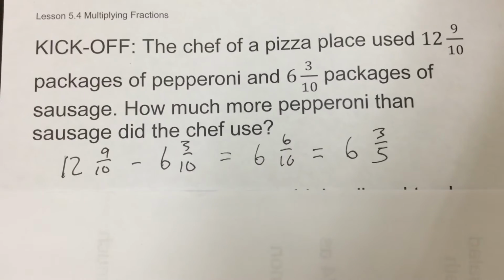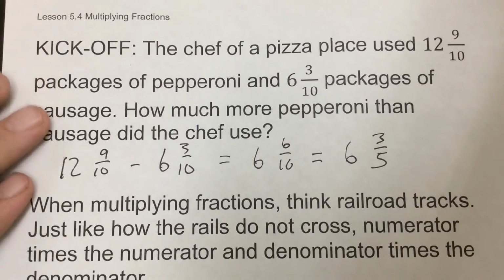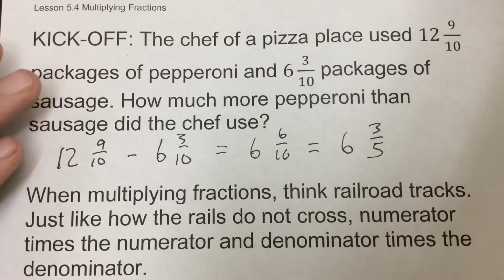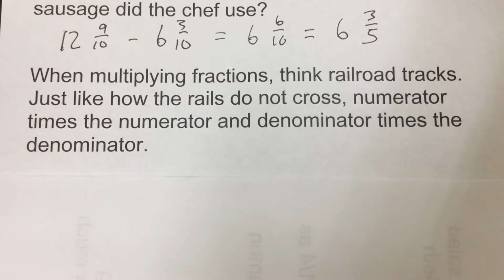Okay. Now, similar kind of stuff we'll be doing here, but now we're doing railroad tracks, or multiplying fractions. So I want you to think railroad tracks. If you think about railroad tracks, when that train runs down those tracks, the wheels stay on that rail. They don't hop back and forth between the rails, so they stay straight on the rails.